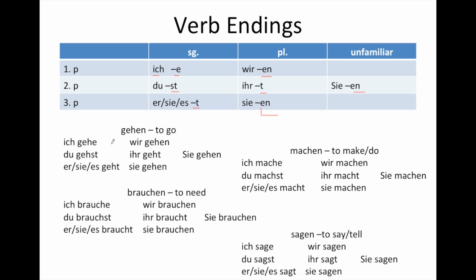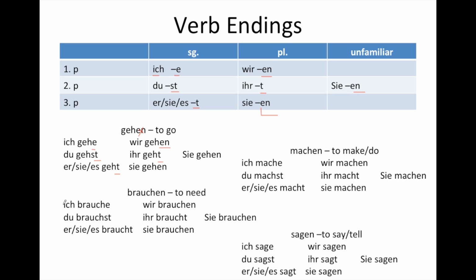So if we want to say, I go, ich gehe, you go, du gehst, he, she, or it goes, er, sie, es geht. We go, wir gehen, y'all go, ihr geht, they go, sie gehen, and then you in the unfamiliar go, Sie gehen. Same thing with brauchen and machen and sagen. Just drop the en and then tack on these different endings. An e or an st or a t or an en or a t.